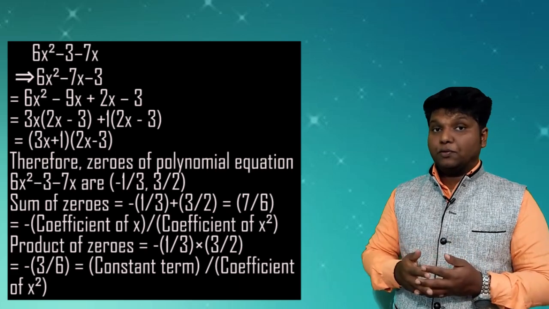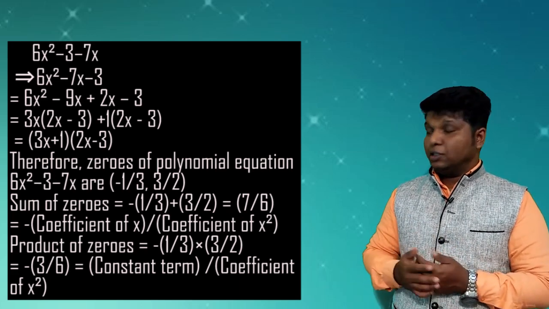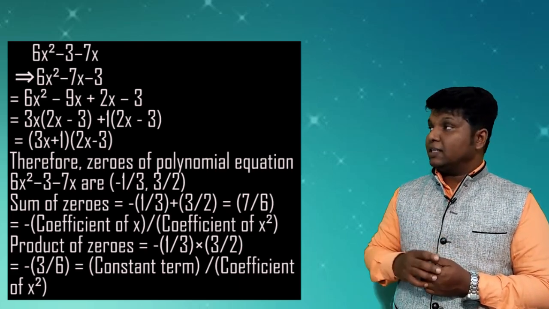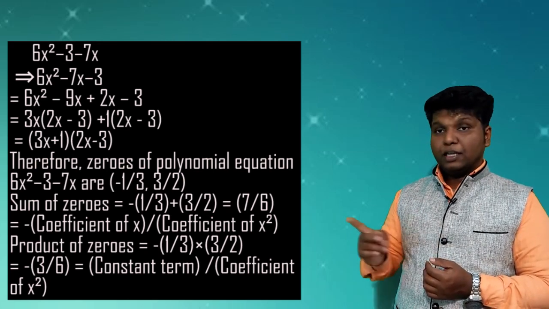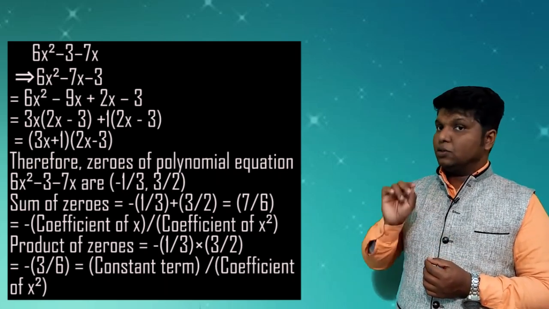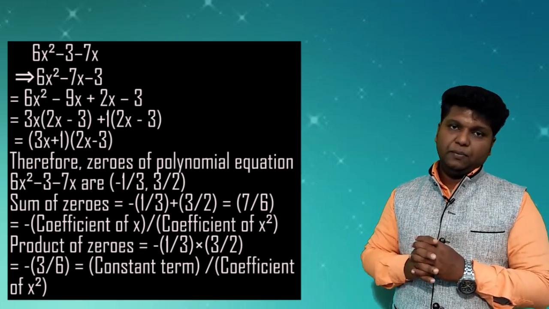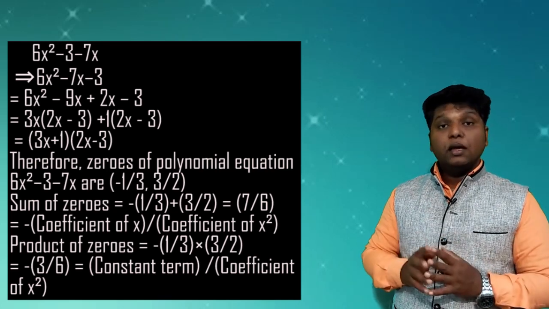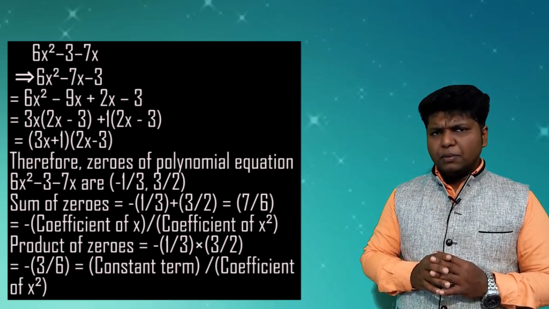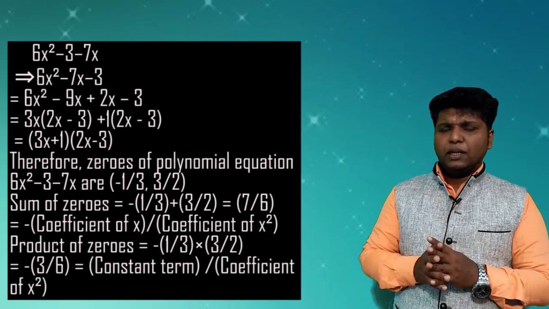Let us verify the product of roots. Alpha beta is equal to, tell me, here what is alpha? 3 by 2 into, what is beta? Minus 1 by 3. So 3 by 2 into minus 1 by 3. Now tell me, what is 3 by 2 into minus 1 by 3?